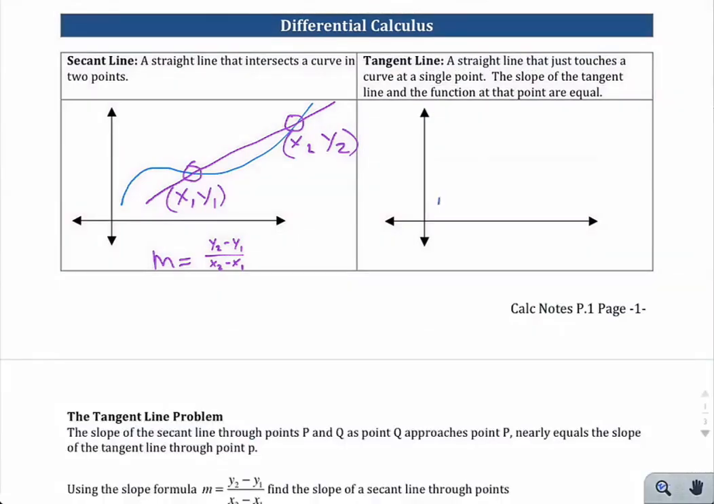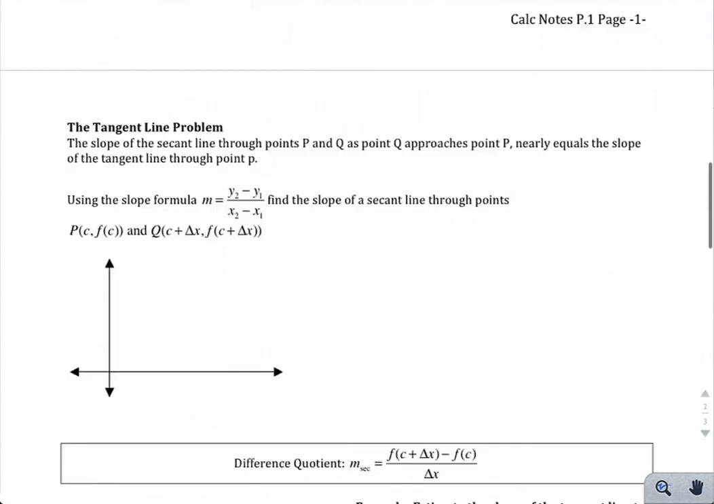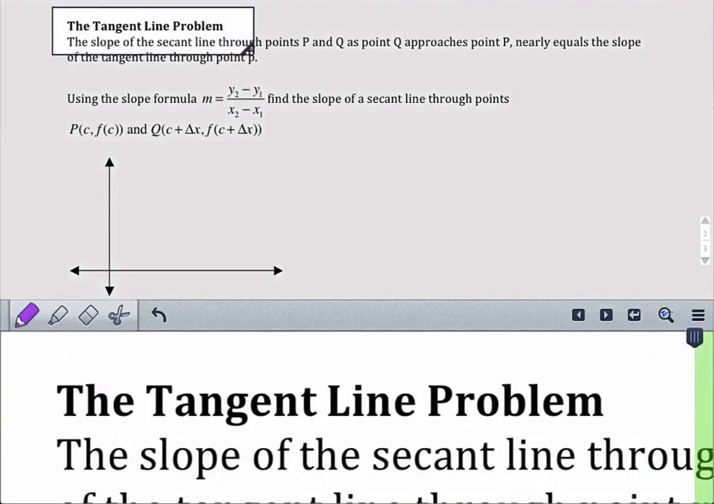So let's draw that same curve, and then let's go ahead and make a tangent line to the curve right at this point. And so what that means is it's a line that comes and just touches at that one point and keeps on going. And what we're going to say here is the slope of the line and the slope of the curve are the same right at this point. So let's take a look at the tangent line problem.